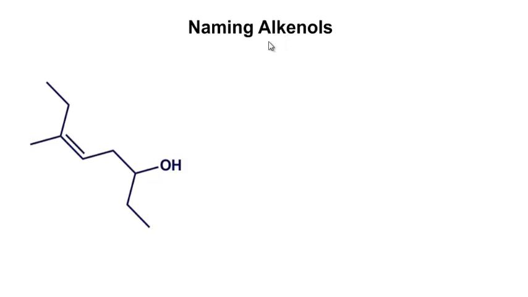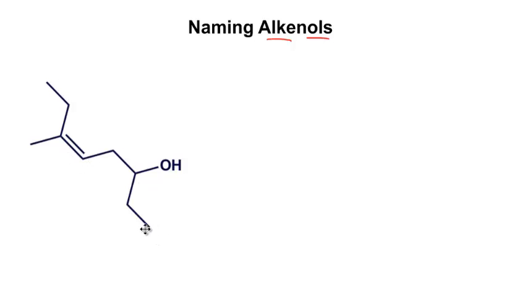Okay, naming alkenols, those compounds that contain alkenes and alcohols. The first thing we have to do for any molecule like this is figure out the longest carbon chain. And in this case, this is 1, 2, 3, 4, 5, 6, 7, 8 carbons, suggesting octane.